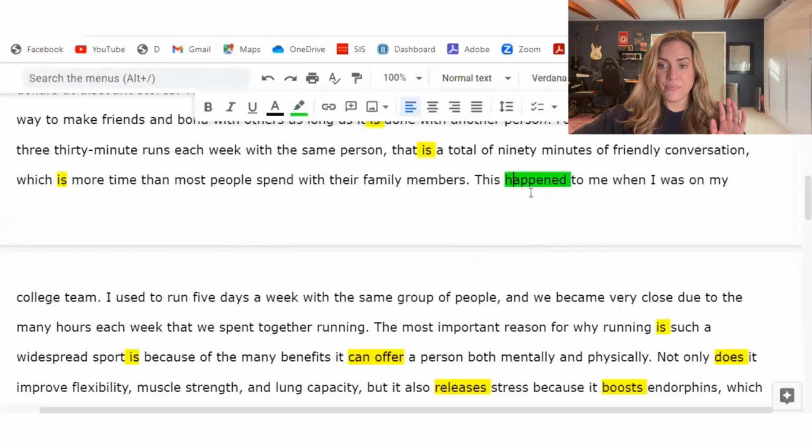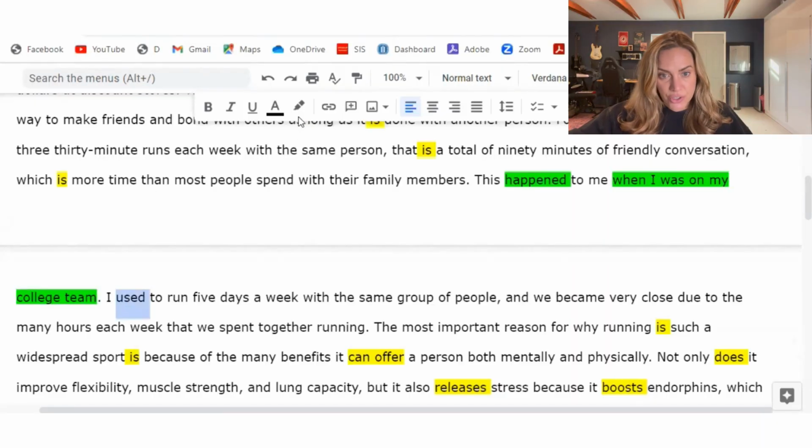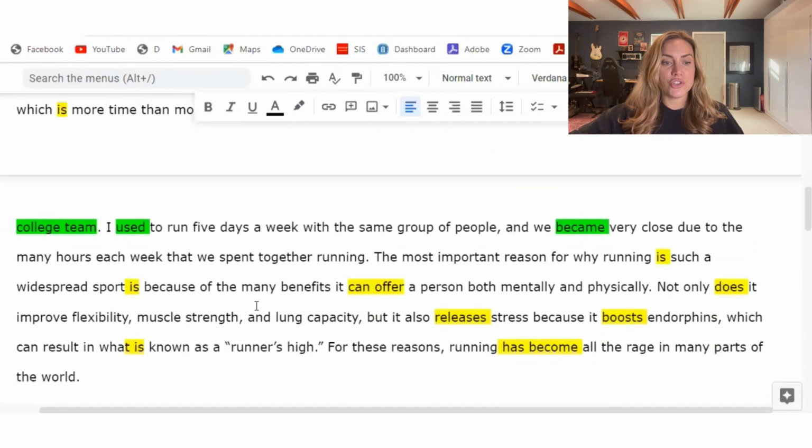Okay, so I'll make it green. To me when I was on my college team. Now, that was in the past, but even if you didn't know that was in the past, reading that sentence, which is written in the past, you would know that the writer had this experience sometime before now. And then the example continues, I used, past, to run 5 days a week with the same group of people, and we became, past, very close due to the many hours each week we spent, past, together running.